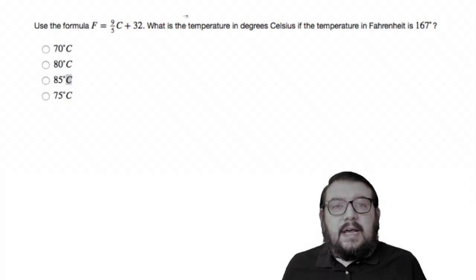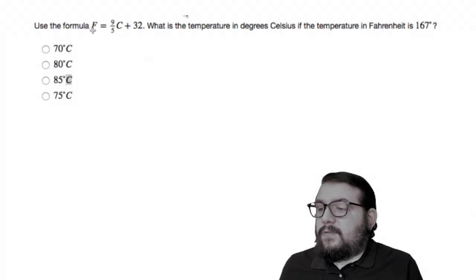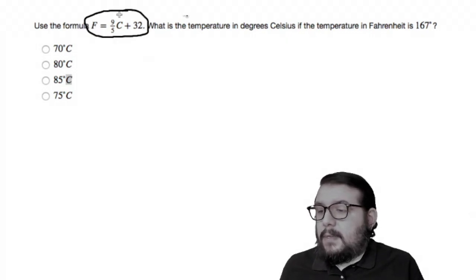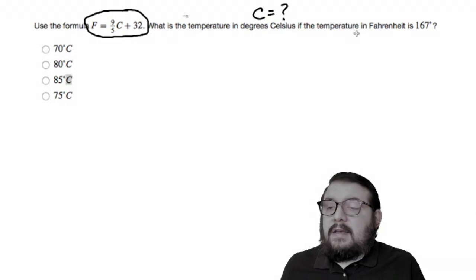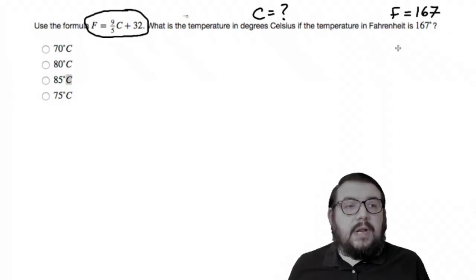So on your TSI, you're going to be facing some problems that have to do with changing Fahrenheit to Celsius and Celsius to Fahrenheit. So let's get into that. Use the formula F equals blah, blah, blah. What is the temperature in degrees Celsius? So our Celsius is our what? If the temperature in Fahrenheit is 167. So our Fahrenheit is our input. So we have an input-output type problem.